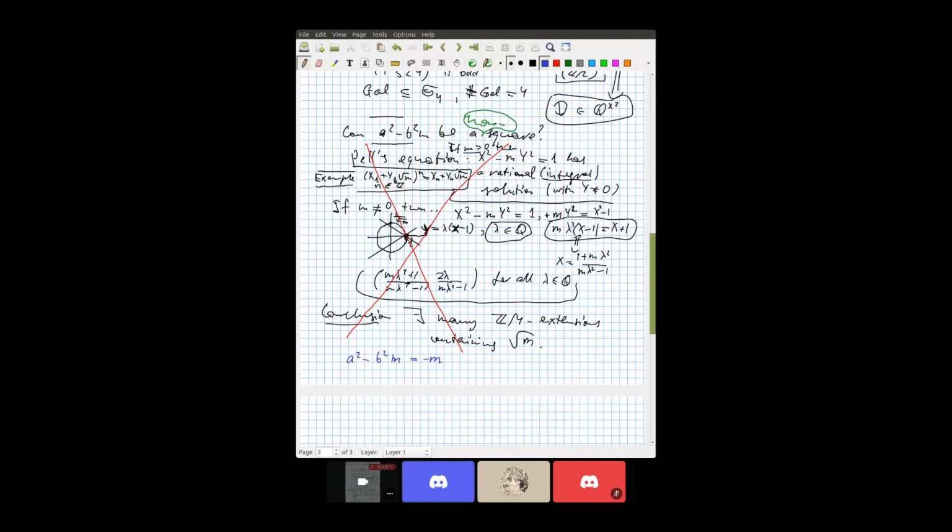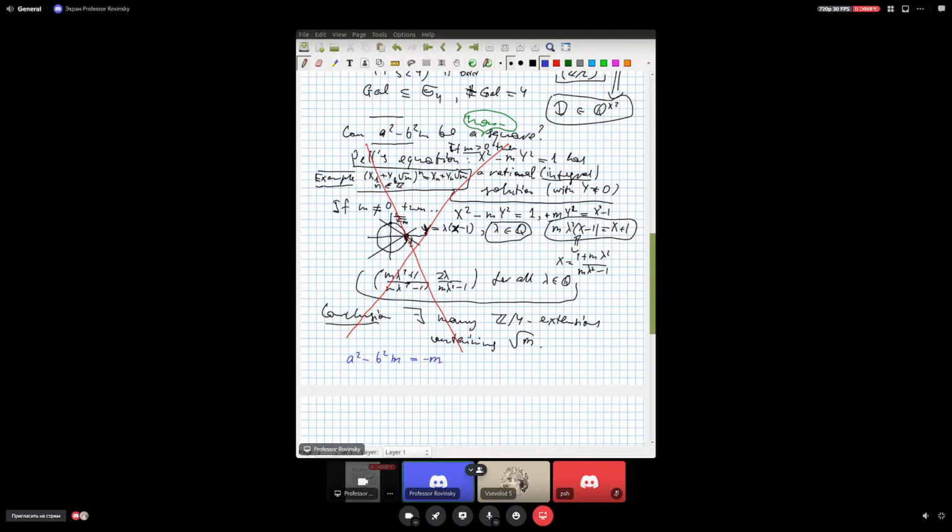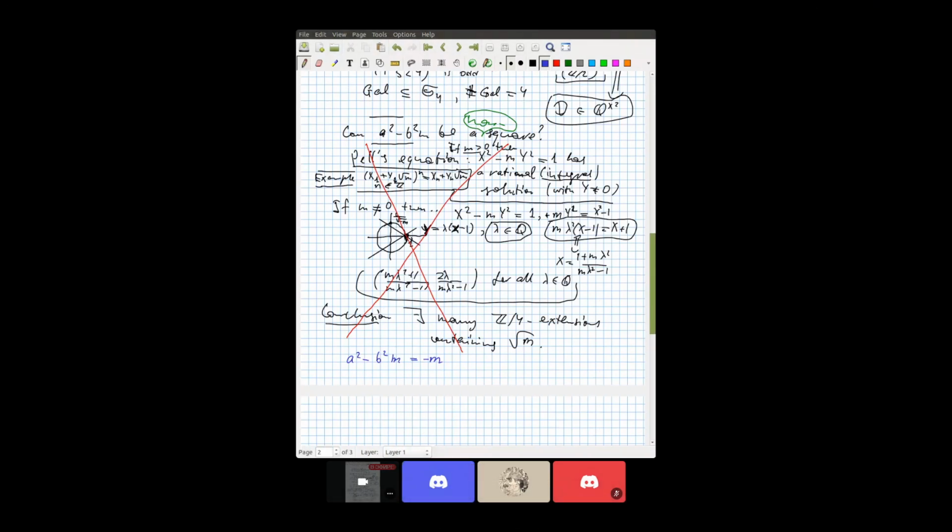But what to do here? If it equals one, then there is a solution, as I said. But we want a non-square. So we want a non-square.